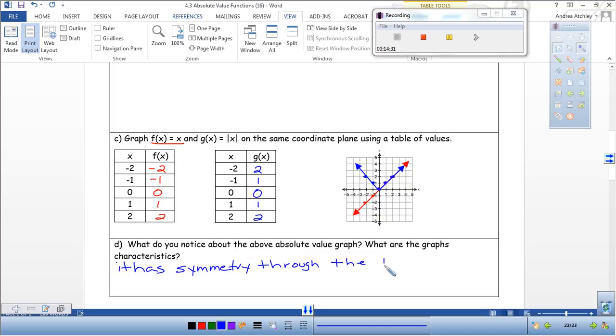Through the lowest point. Okay, if I fold it along that lowest point, it'll have symmetry. Oscar, what did you notice?